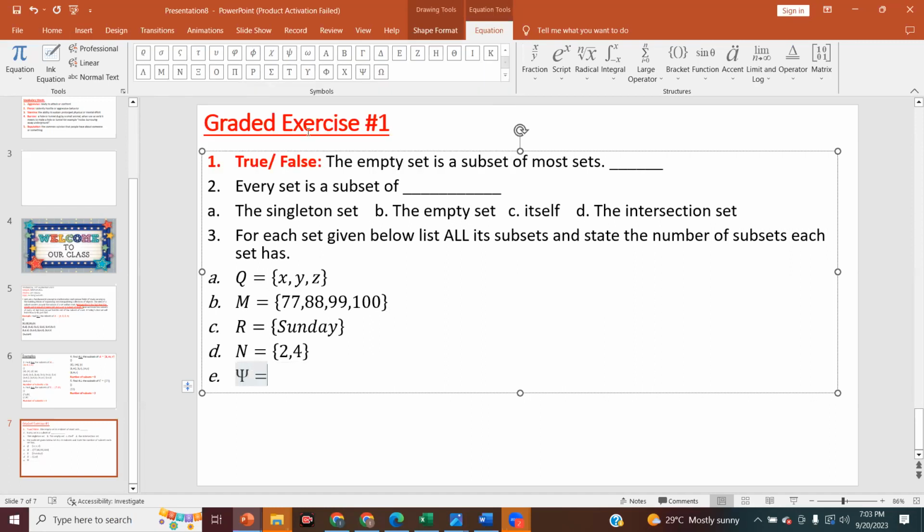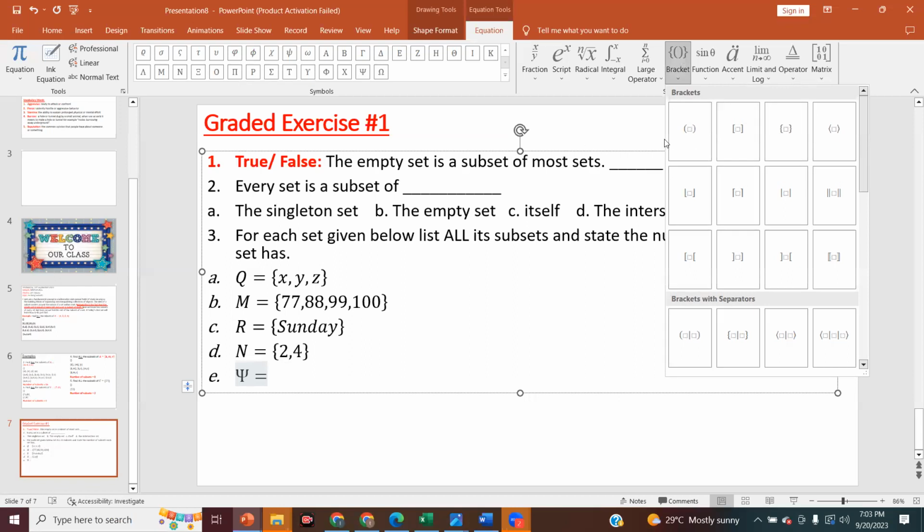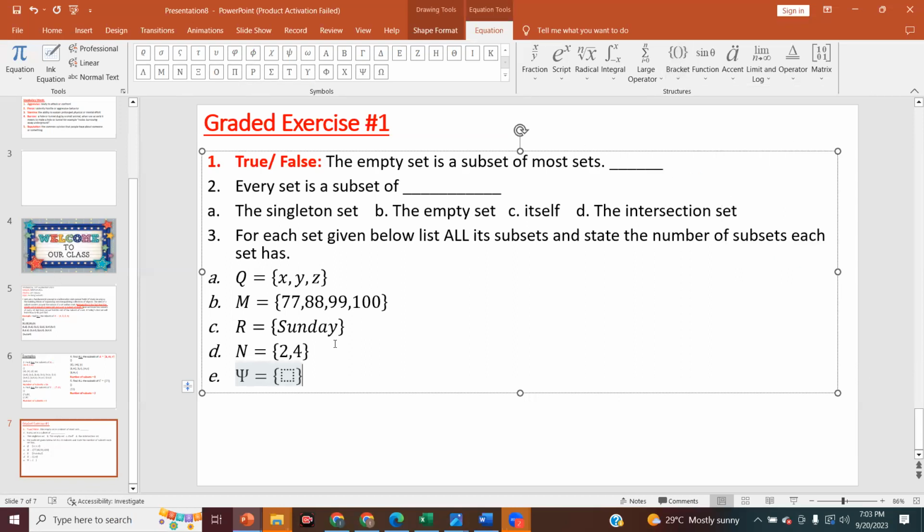It's equal to... Mr. Petit, what type of symbol that is? I don't know.